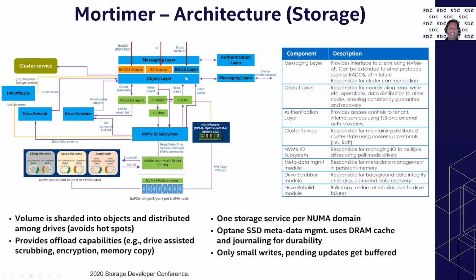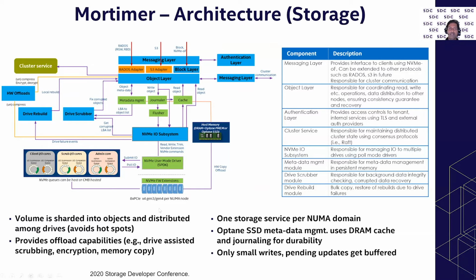The I/O that is actually coming in goes through the object layer. The reason we have an object layer in Mortimer storage backend is whenever you have a volume, if you were to host the entire volume content from one drive, you will potentially end up getting into hotspots, especially when you have a volume that is very demanding from a performance and throughput perspective, where other volumes are coexisting on the same SSD drive, you may actually see hotspots.